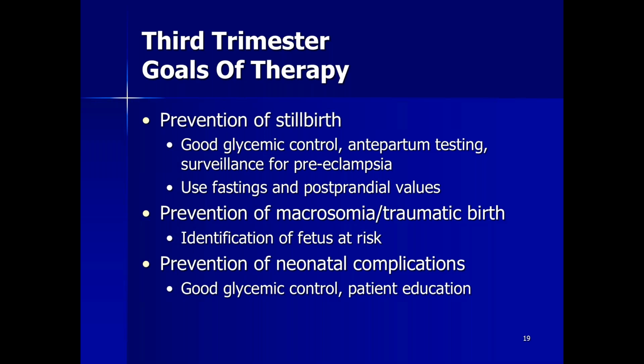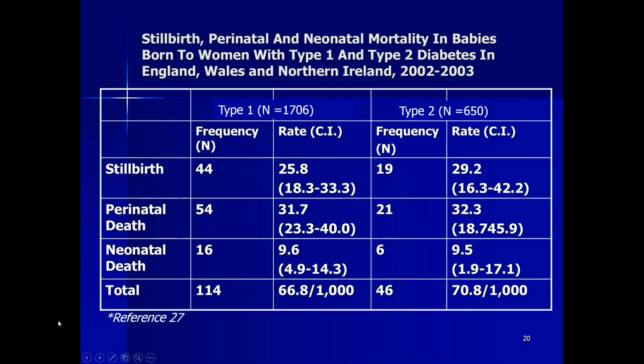You, at this point, want to be having as close to ideal control as possible, because good control in the third trimester leads to lower rates of neonatal complications such as hypoglycemia and an enhanced likelihood that your mom and baby are going to be able to leave the hospital together. Here are some stillbirth rates.